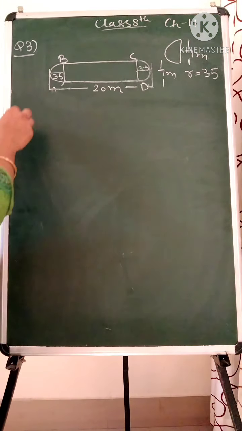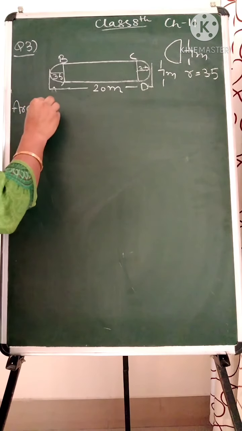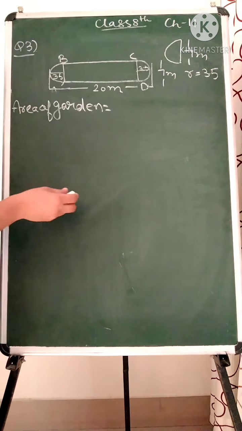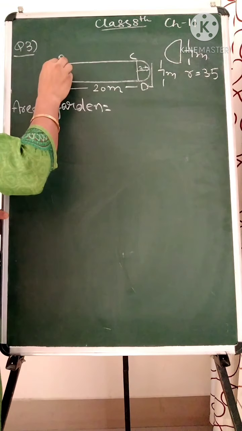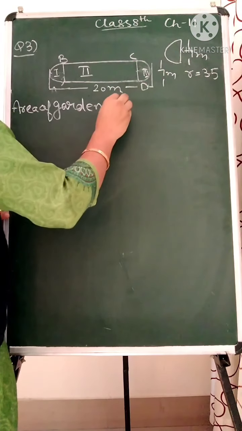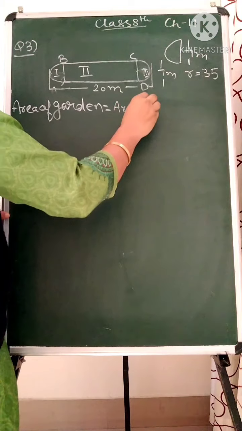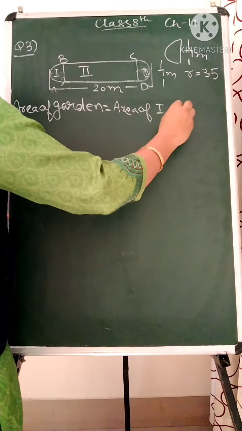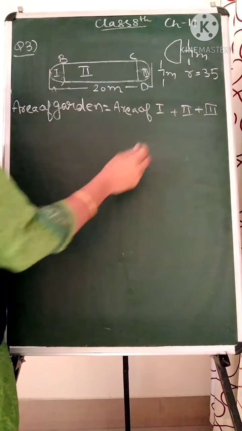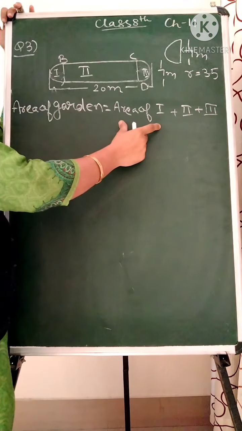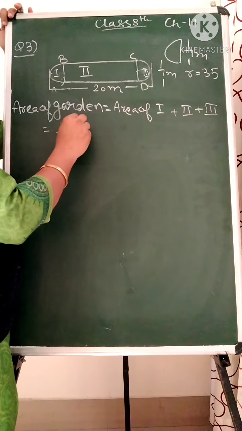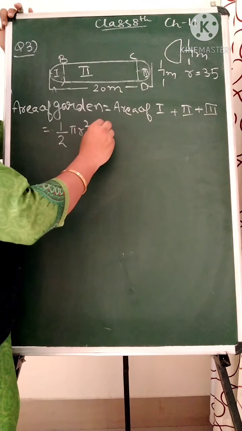Next is the area of the garden. Area of the garden. Divide your figure into 3 parts. First is the first region, second region, and this is the third region. Area of region 1, then second, after that third. Clear? Area of the first region is in the shape of a semicircle. So what is the area of a semicircle? That is half pi r square.